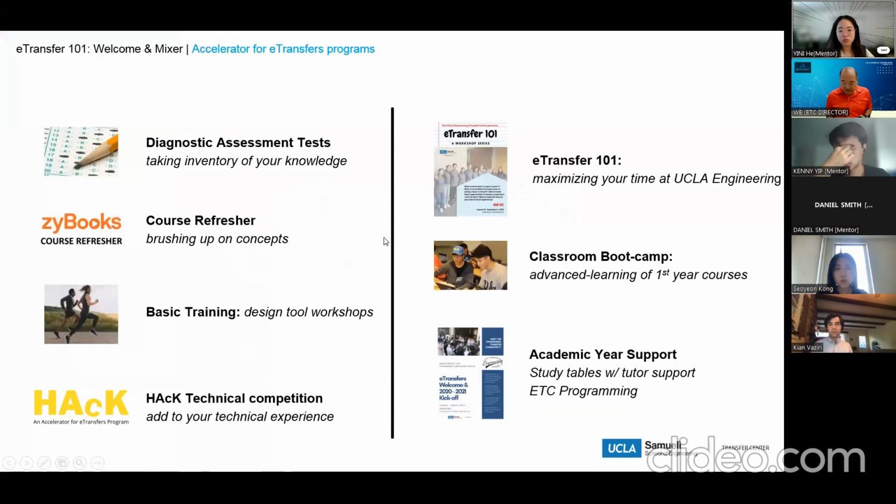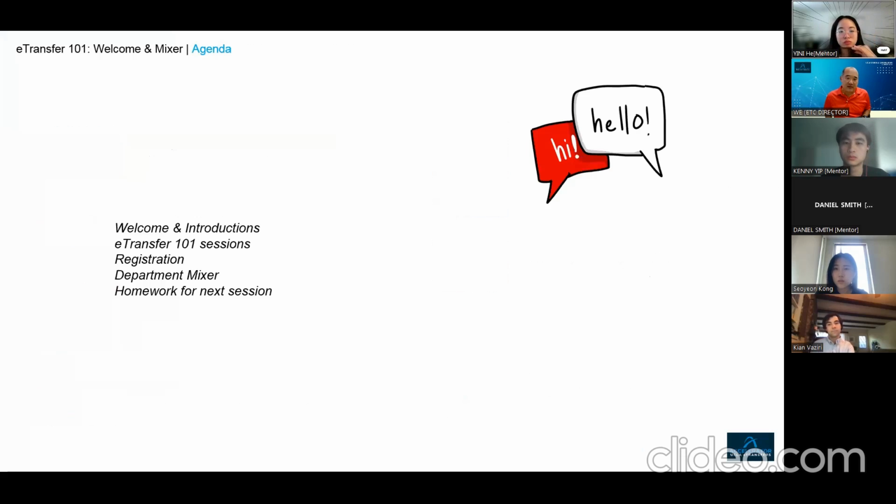And I just kind of gone through the different accelerator programs. So we're halfway through it all already, I guess a little bit more than halfway. We do have this activity, eTransfer 101, as well as the classroom boot camp that will bring us to the end of the summer before the academic year starts. So I want to get through things today because if I can give back some of your time this evening, I'd like to do that.